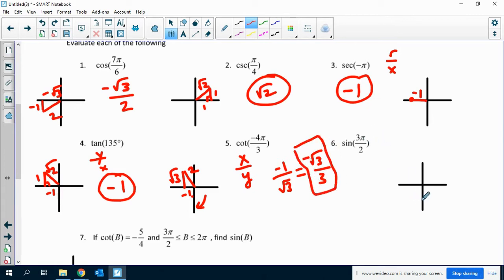Sine of 3 pi over 2. Once again, we have a quadrantal angle, so that's on the axis. Sine is y over r. Sine in this case is -1 over 1, which is -1.